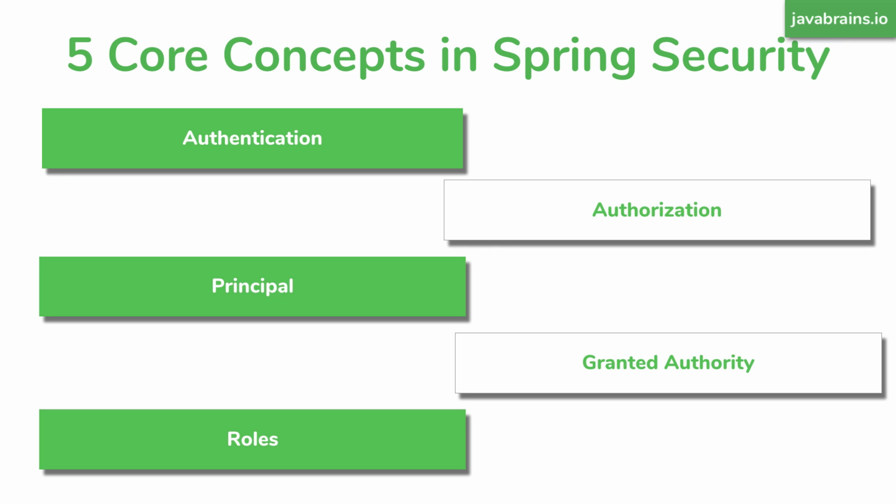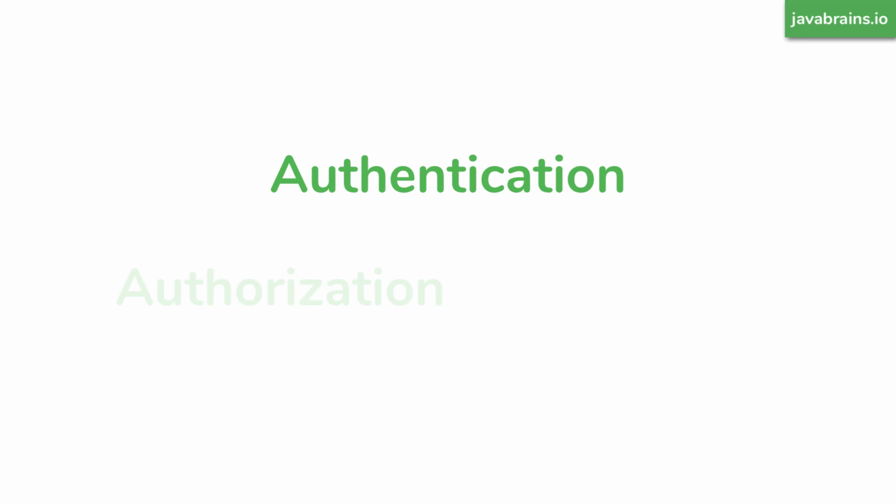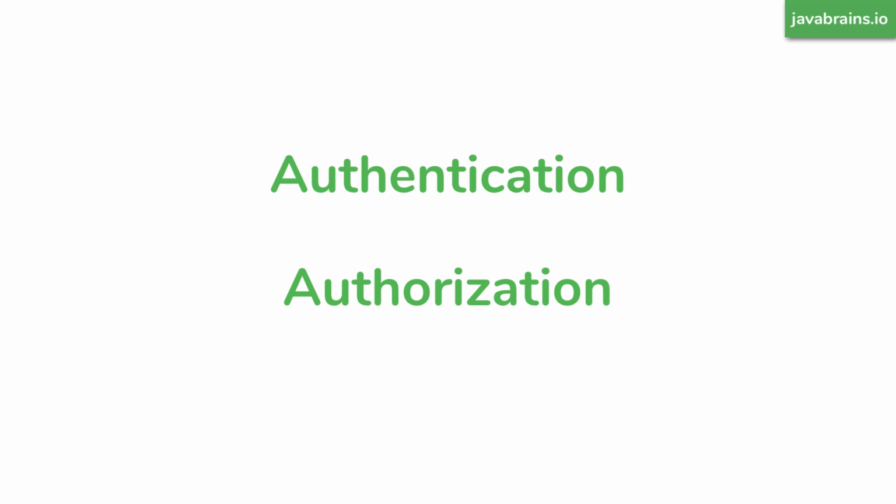The first two terms are so commonly used in the context of security that it's kind of unlikely that you haven't heard them before. They are authentication and authorization. To understand authentication and authorization, you also need to understand the difference between the two. So let's tackle these two terms together. What is authentication and what is authorization?